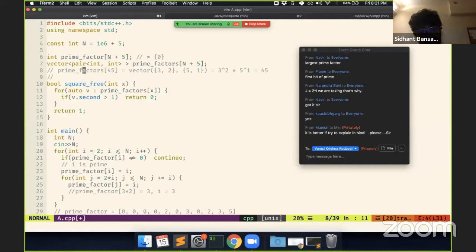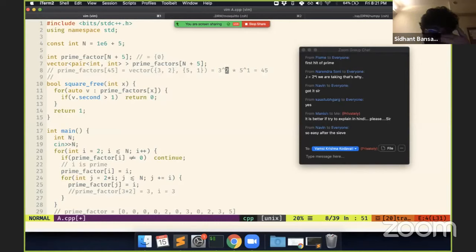Broad idea पिछली बार ये था कि एक prime factors का data structure store करना चाहते हैं, which is this thing. So the idea being that कि एक vector होगा जिसमें हर pair store करता होगा एक prime number और उसका कितना exponent है. इधर 3 square times 5 की पावर 1. So 9 into 5, 45, right?